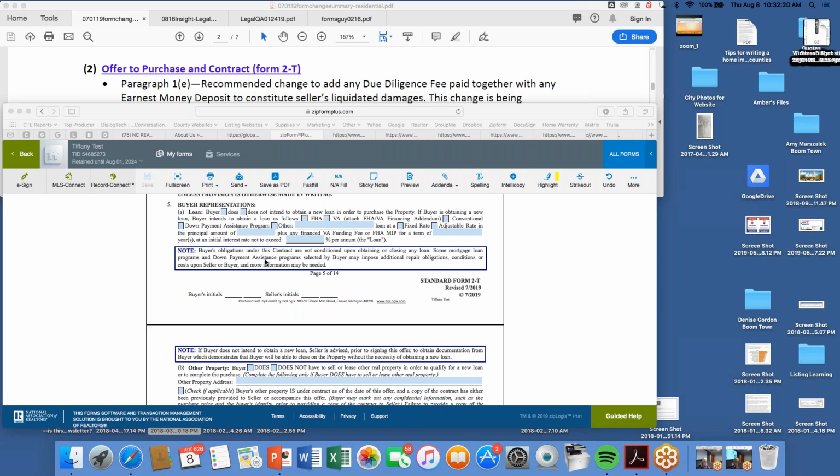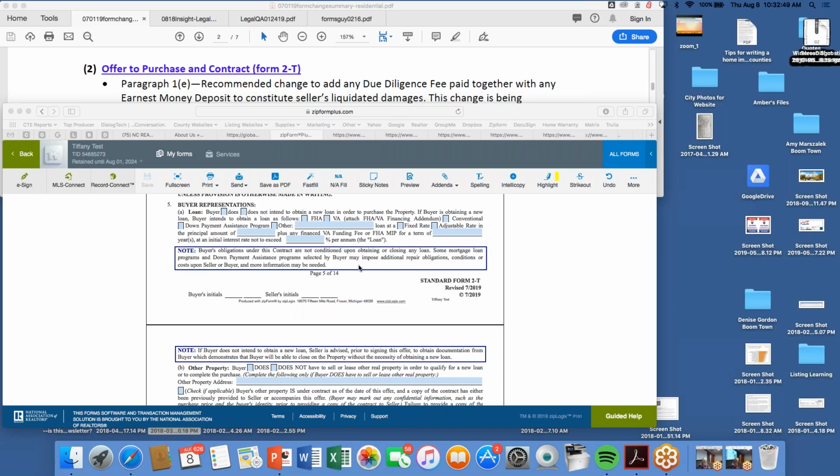And then again, here in this note that got a lot of blue outline and red outline notes on our contract now, they added to it here at the bottom of page 5. It says buyer's obligations under this contract are not conditioned upon obtaining or closing any loan. Some mortgage loan programs and down payment assistance programs selected by buyer may impose additional repair obligations, conditions, or costs upon seller or buyer, and more information may be needed.